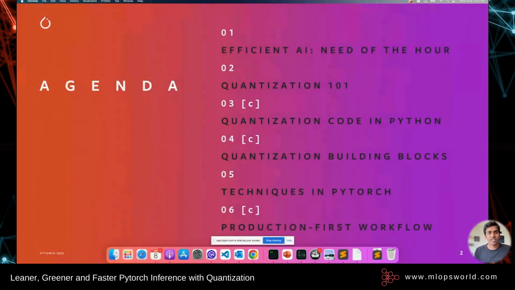So today's agenda looks something like this. We are going to start from the very ground up. That is, you don't need any prerequisite knowledge about quantization or the math behind it, because we're going to cover that. You also don't need any other prerequisite information apart from a basic understanding of how deep neural networks work. If you look at the agenda, you'll see some points marked with a C.